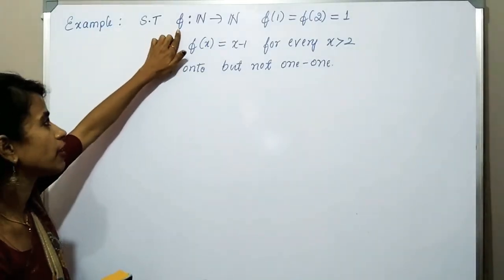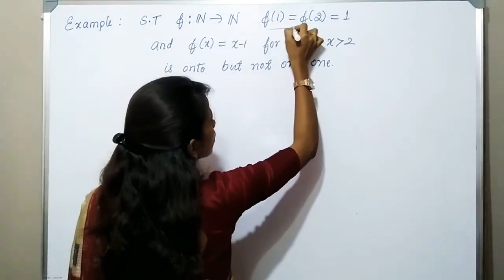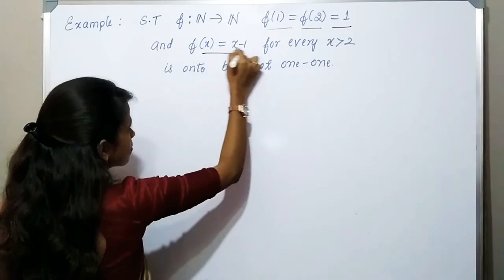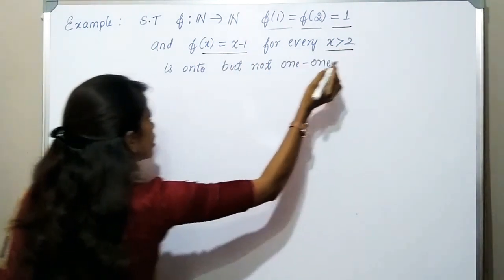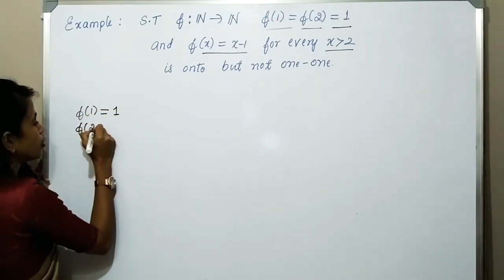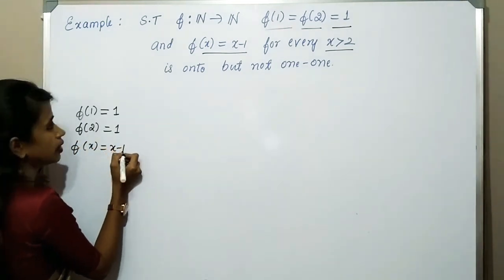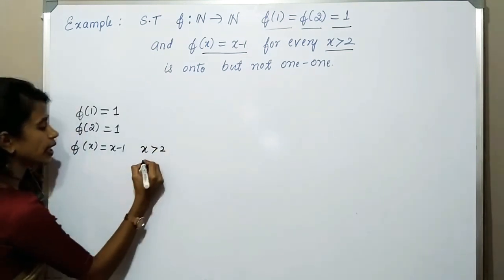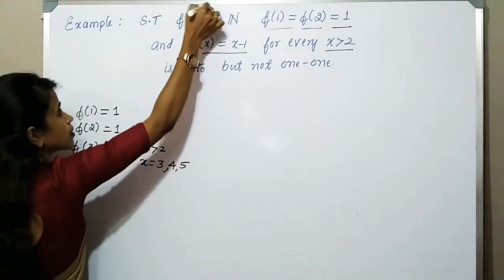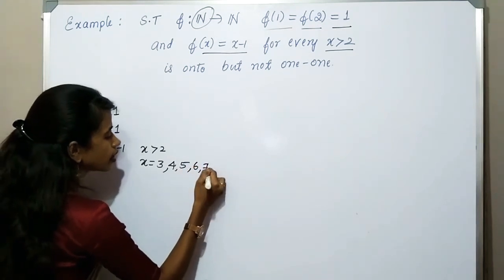Show that f is a mapping from the set of all natural numbers to natural numbers defined by f of 1 and f of 2 both equal to 1, and f of x is equal to x minus 1 for every x greater than 2. What it means? F of 1 is 1, f of 2 is 1, and f of x is x minus 1 for x greater than 2. Greater than 2 means x is equal to 3, 4, 5, 6, 7 and so on, because x belongs to natural numbers.